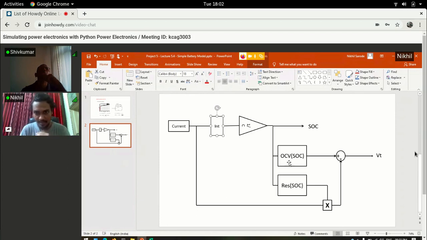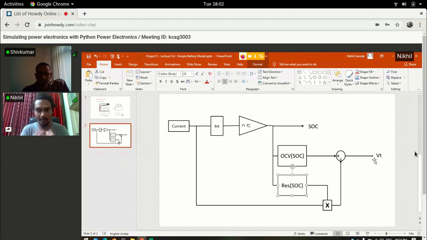And these two are the lookup tables. They will give us the open circuit voltage for the specific SOC, which is the outcome of this integration, and the internal resistance of the cell corresponding to the state of charge. This is the equation of the terminal voltage: the open circuit voltage minus the drop across the internal resistance gives the terminal voltage. So this is what it would look like in a Simulink model.